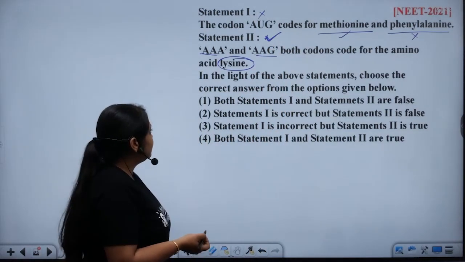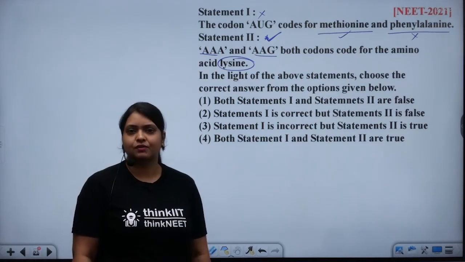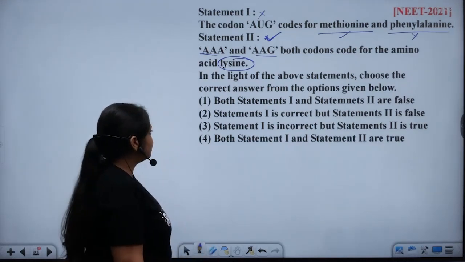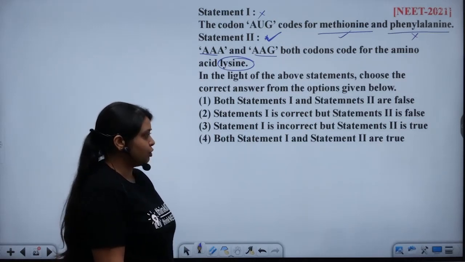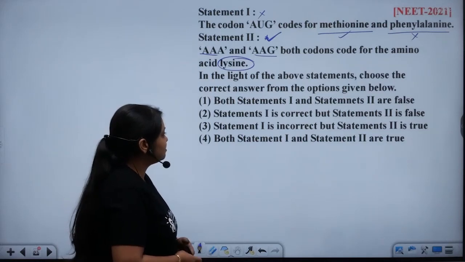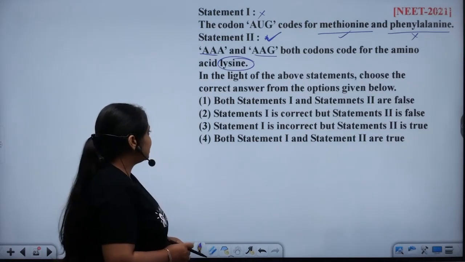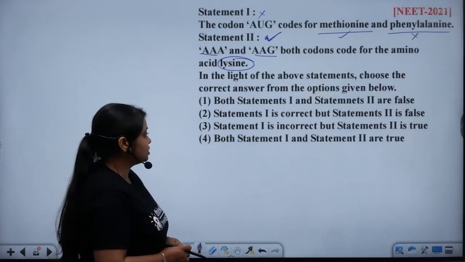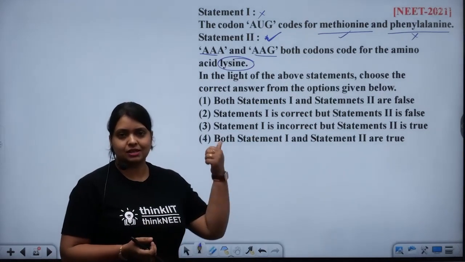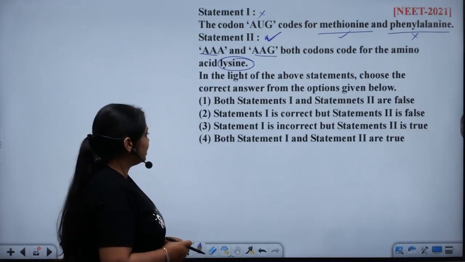Let's see. In the light of the above statements, choose the correct answer from the options given below. First option, both statement 1 and 2 are false. No, it is not. Second, statement 1 is correct, but statement 2 is false. That is also not correct. Third, statement 1 is incorrect, but statement 2 is true. That is true, because you can see in the above information what I gave you. Fourth, both statement 1 and 2 are true.